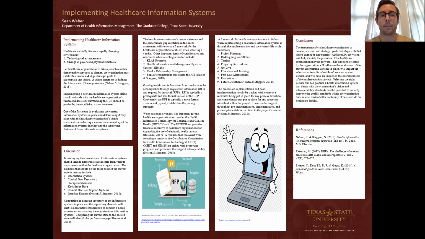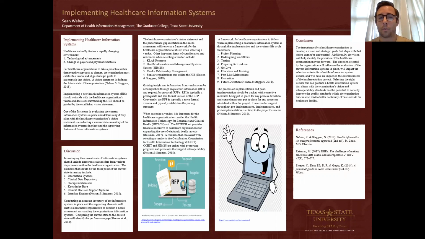One of the first steps in evaluating the current information system in place, and determining if it aligns with the healthcare vision statement, is conducting a current state inventory of the information systems in place and the supporting features of those information systems. Inventorying the current state of the information system should include numerous stakeholders from various departments within the healthcare organization.